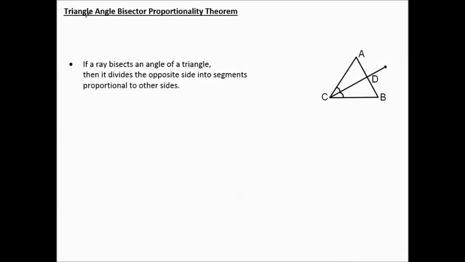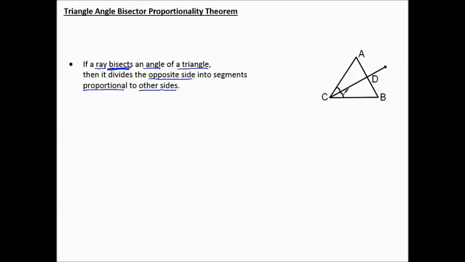Finally, the triangle-angle bisector proportionality theorem. If a ray bisects an angle of a triangle, then it divides the opposite side into segments proportional to the other sides. Notice this is a ray. Ray CD is dividing this angle into two congruent angles.